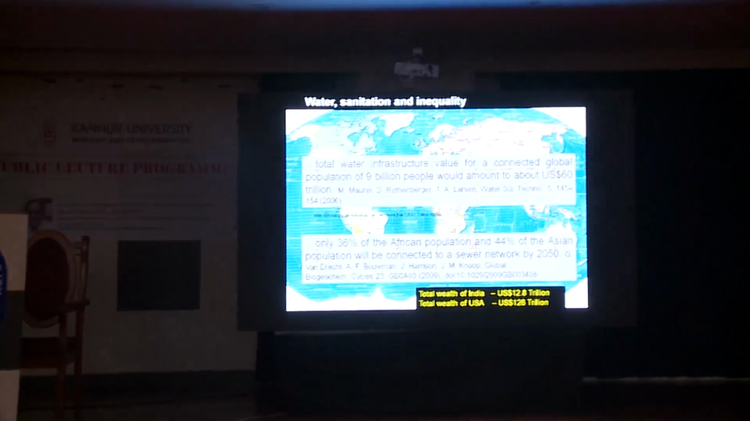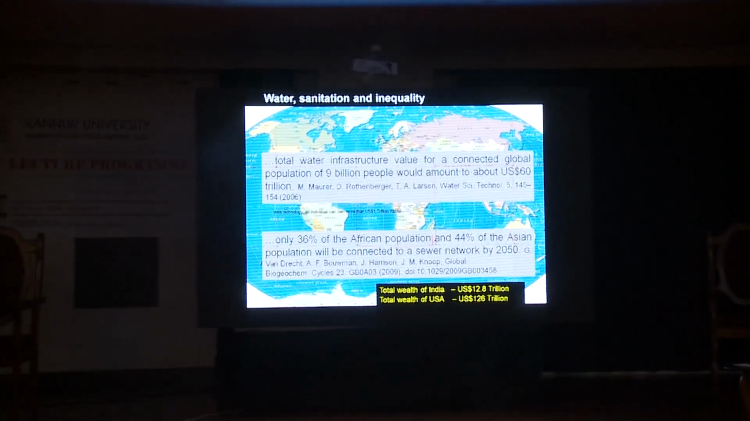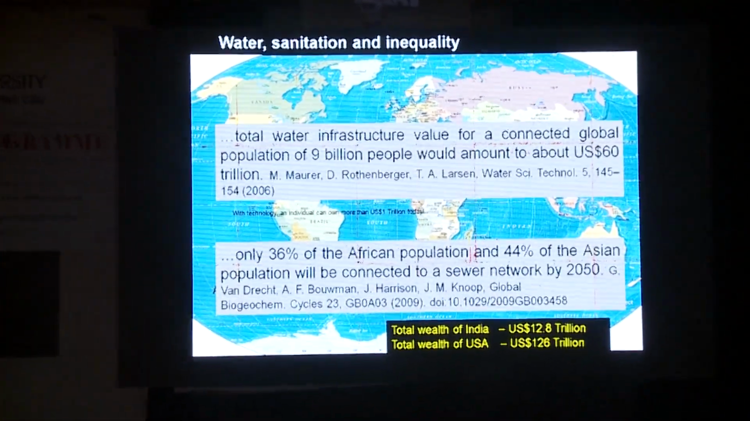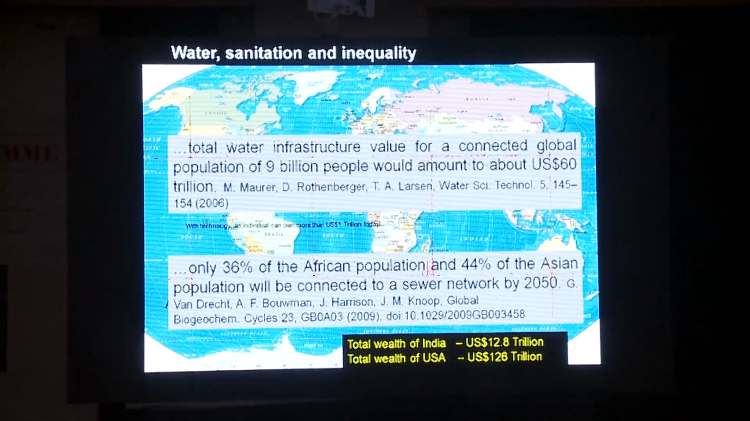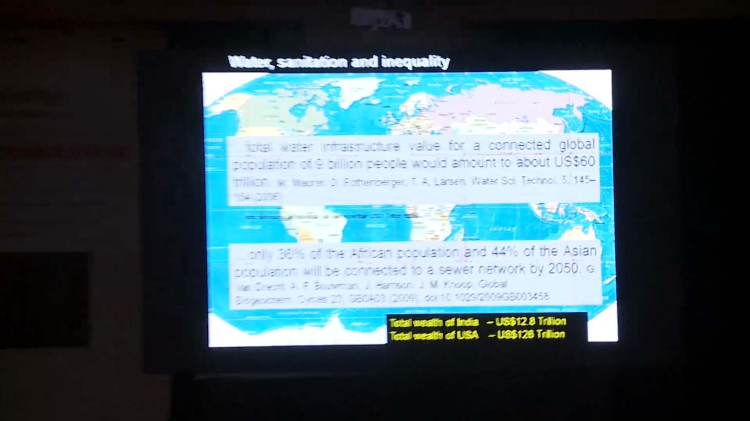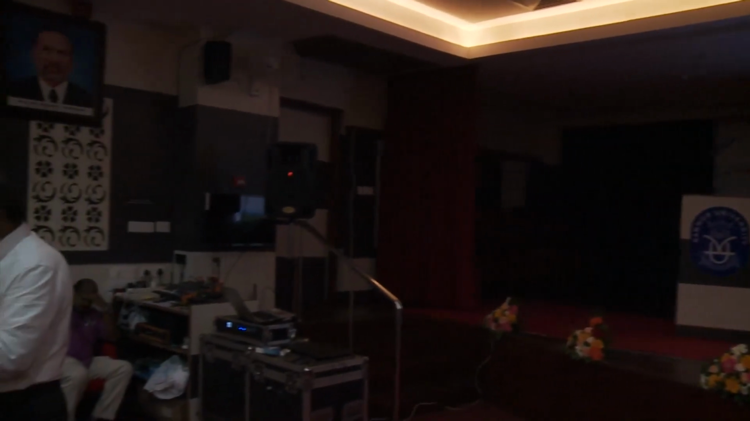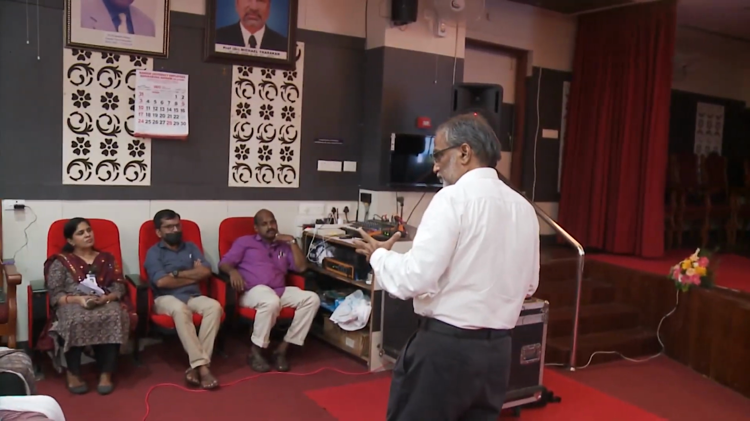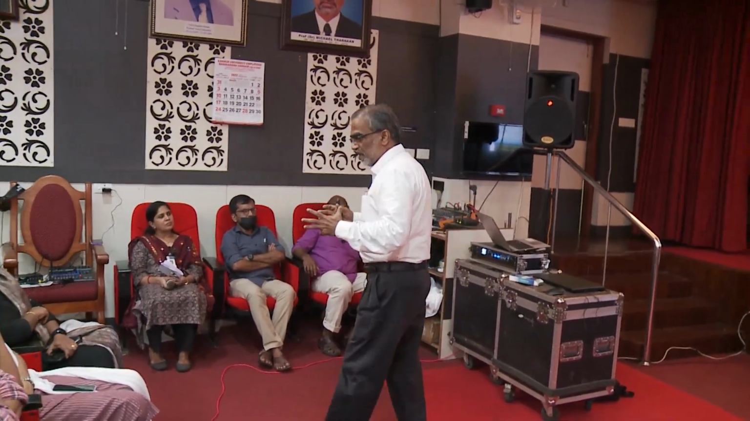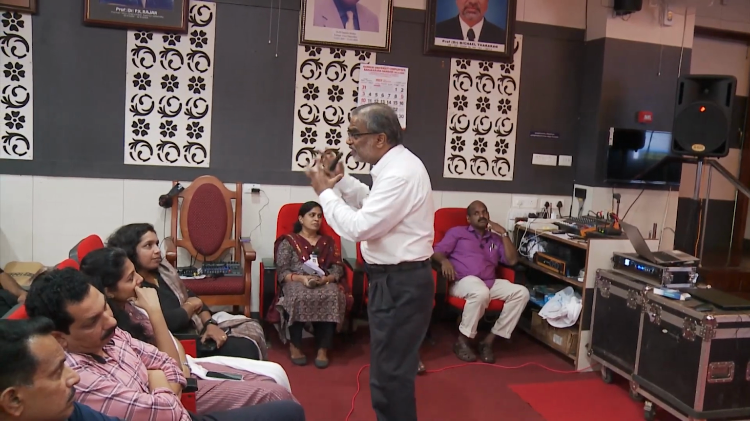So sitting here in this room, $60 trillion is very difficult to understand. What is that money? Let me give you a comparison. Count all the bridges, all the buildings, all the roads, all the ships, all the aircraft, all the companies, all of these put together. This is called the collective wealth of the nation. India's collective wealth is estimated to be about $13.8 trillion. And the water network for the whole world is said to be about $60 trillion.